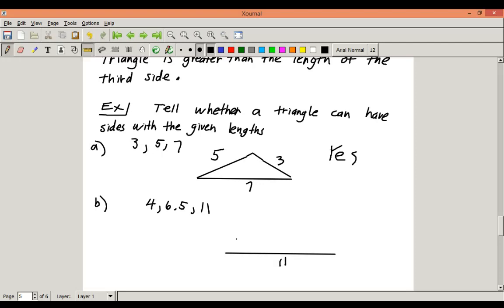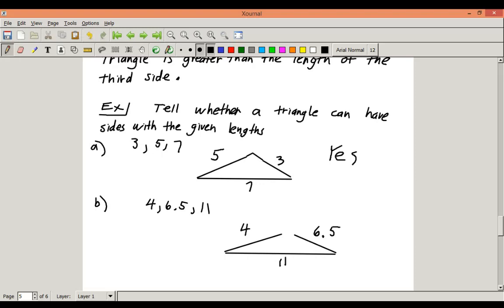And let's say these other two sides are the 4 and the 6.5. Do you kind of see intuitively that if you folded these two sides of the triangle down, they wouldn't touch, would they? If you folded them, because 4 plus 6.5 is 10.5, they wouldn't touch because they're not greater than 11.